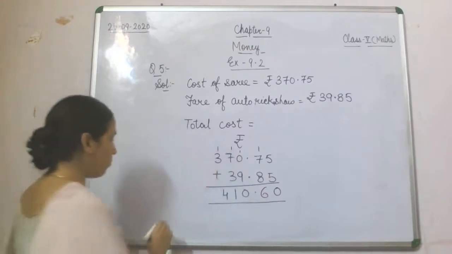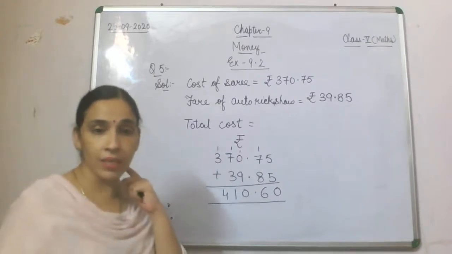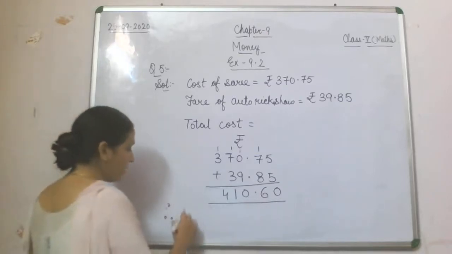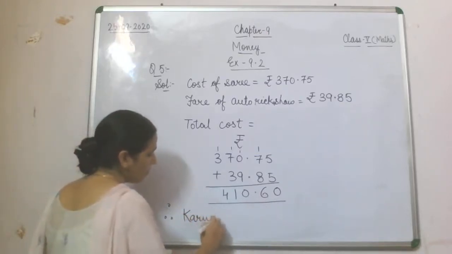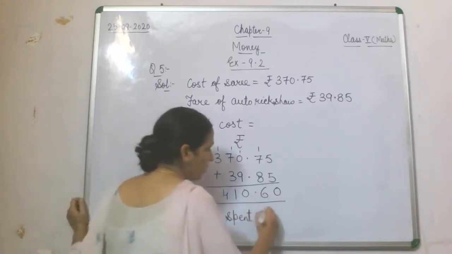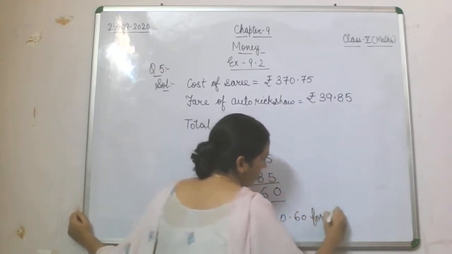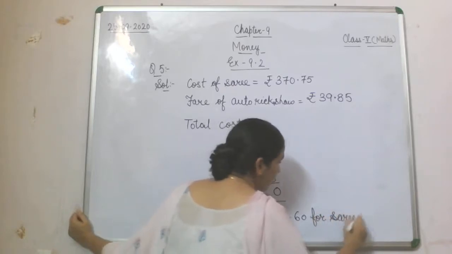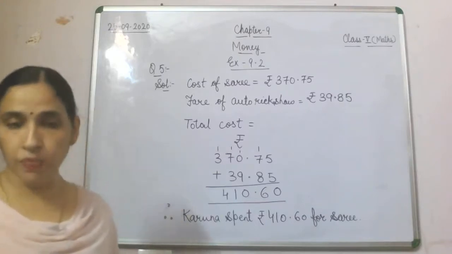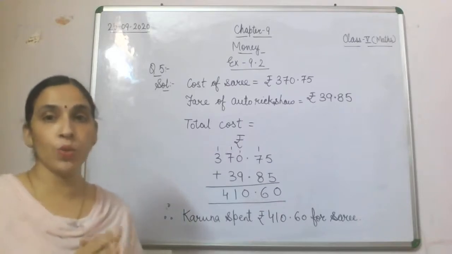So we'll write therefore, what is asked, how much total money did she spend. So Karuna spent rupees 410 and 60 paisa for the sari. Let's see this question once again. Now in this question you might have this doubt: why is the price of the auto rickshaw included in that?